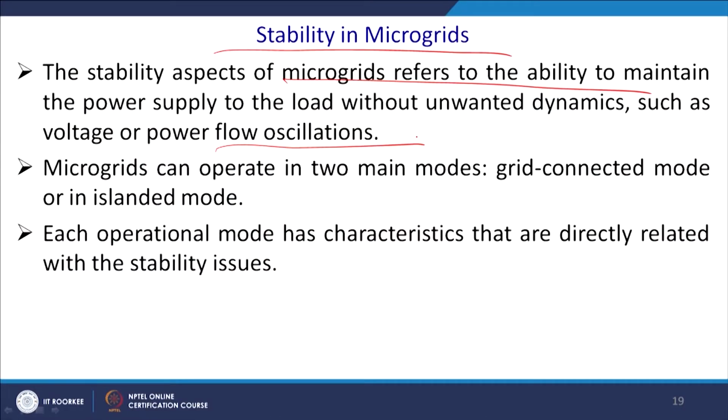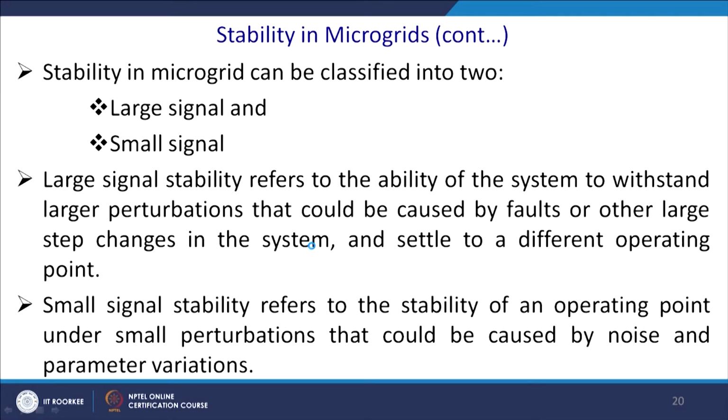And thus, the microgrid has to operate in grid-connected and islanding mode, and generally we see which mode is preferable. Each operation mode has different characteristics and different stability analysis. Now, this is what I was discussing. We have large signals as well as small signals.